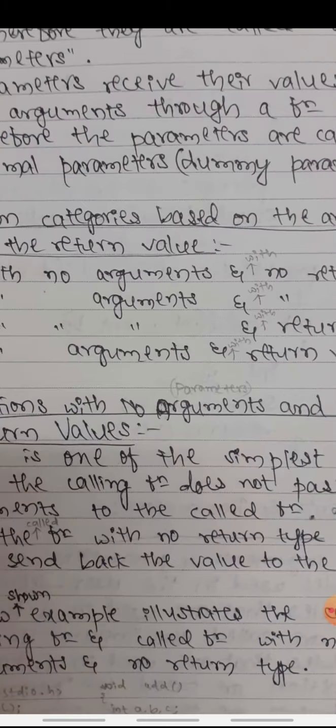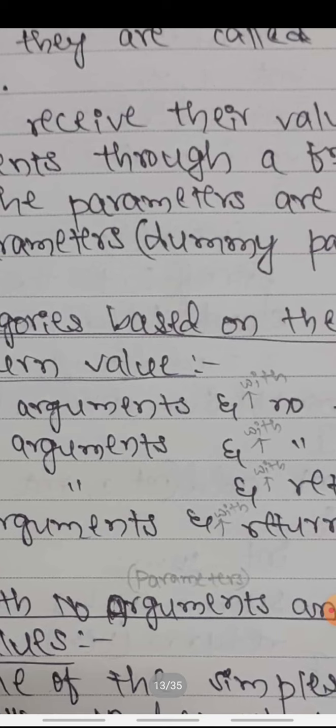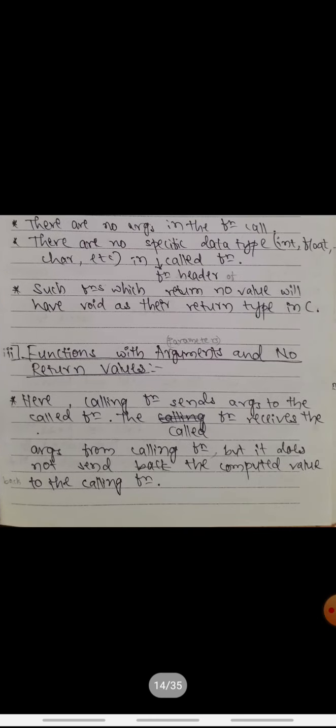The third one is functions with arguments but with no return values. We will see this one now. Functions with arguments but no return values. Here the calling function sends the arguments to the called function, and the called function receives the arguments from the calling function, but it does not send the computed value back to the calling function.